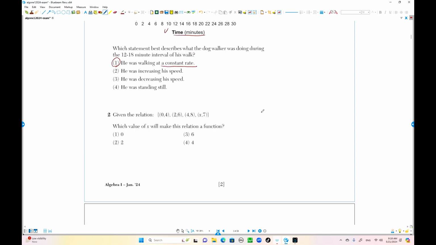Here we go, which value of x will make this relationship a function? A function is one value of x, one value of y. If we have one value of x over here, we have one value of y available. If we have two values of y, that is not a function. Take a look, x is all different. But this value, we have a 7 over here. It can be 0 or 2 or 4, right? In this case, we have one value of x, two values of y. So it should be 0, 2, 4 out, and 6 is the answer.